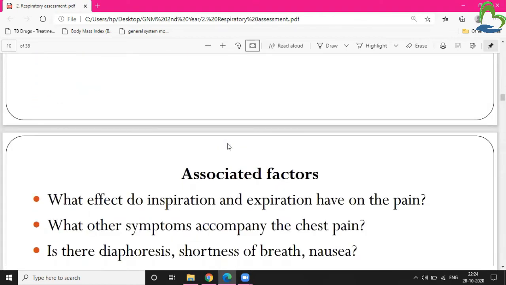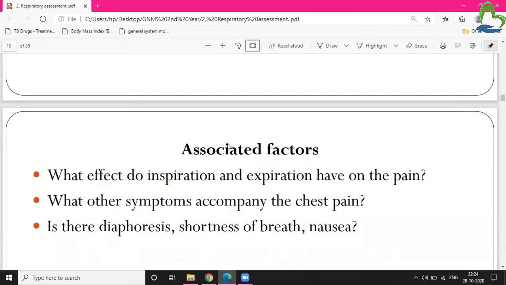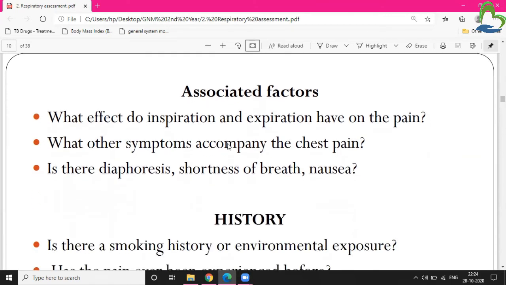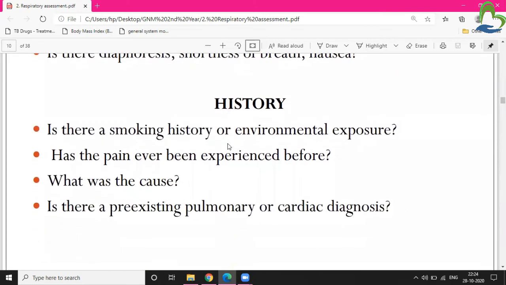Associated factors, like what effect do inspiration and expiration have on the pain while they are having pain? So what will be the inspiration and expiration pattern? What other symptoms accompany the chest pain? If there is diaphoresis, which means excessive sweating, shortness of breath, or nausea, along with dyspnea or chest pain, if they are having this kind of problem.